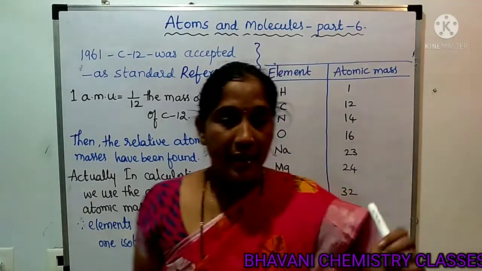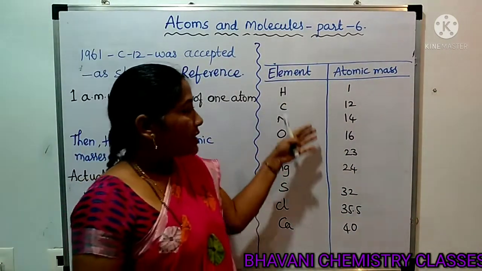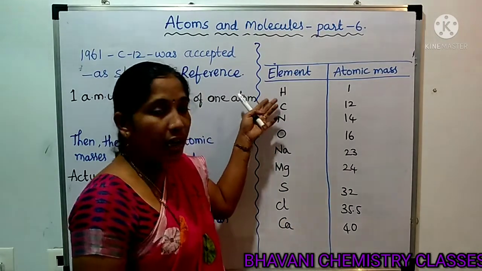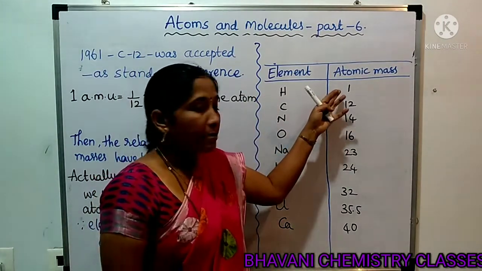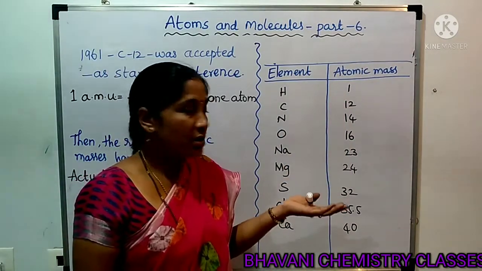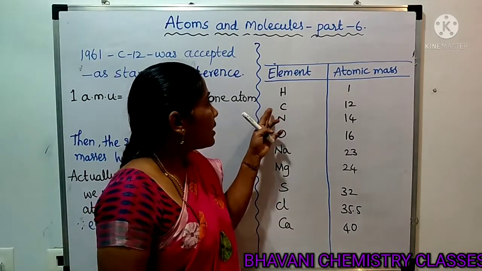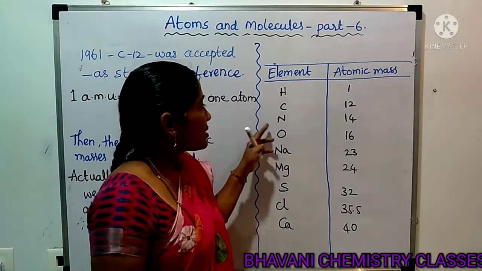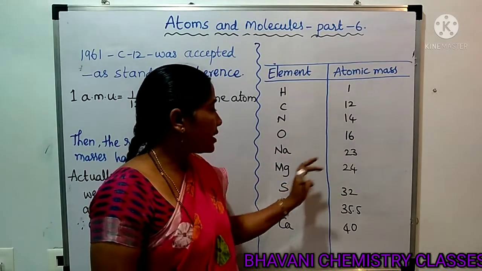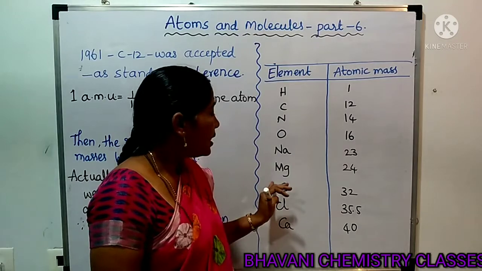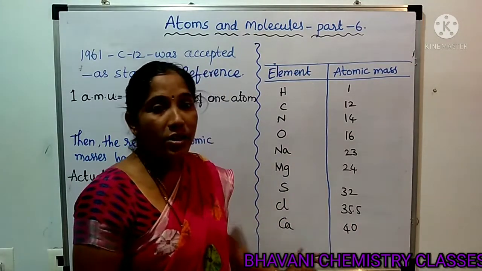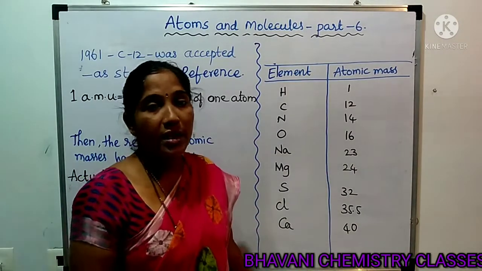And some examples let you know what the atomic mass values of atoms are. Suppose hydrogen is there, its atomic mass is 1. One unified mass we can say, otherwise one AMU also we can say. Carbon 12, nitrogen 14, oxygen 16, sodium 23, magnesium 24, sulfur 32, chlorine 35.5 and calcium 40. These are some examples given.